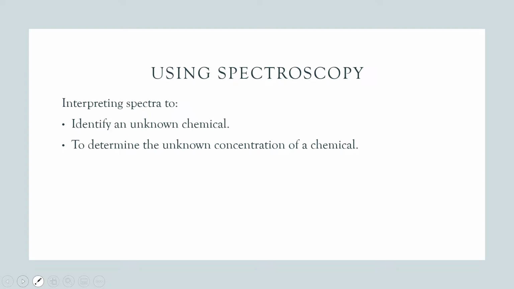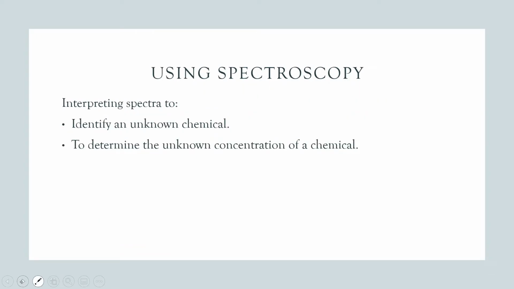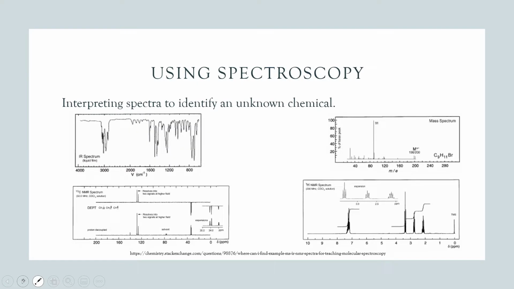We may also use spectra. In particular, we're going to be using UV-vis spectra to find the unknown concentration of the chemical, like I alluded to earlier. So when we're interpreting spectra to identify an unknown chemical, these are some of the graphs that we are going to be looking at. This is a pretty characteristic IR spectrum.